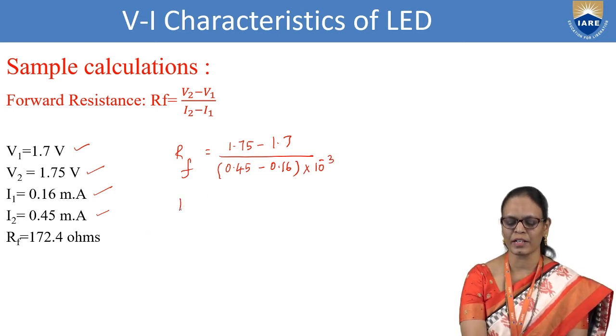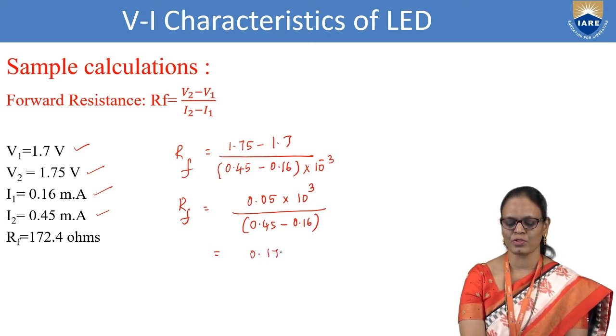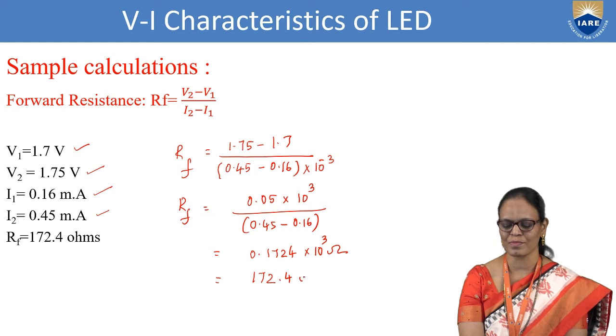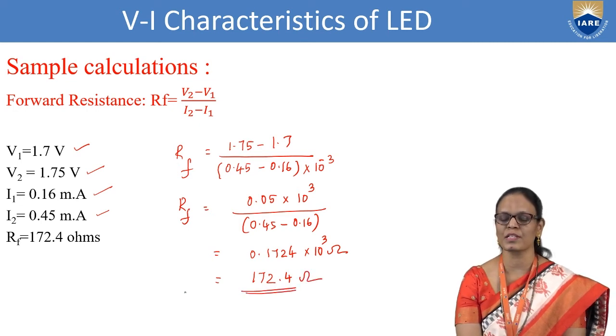So what we get here is RF is equal to 0.05, and this 10 power minus 3, if it comes up, it is 10 power 3, upon 0.45 minus 0.16, which gives us 0.1724 into 10 power 3 ohms. So we can shift the decimal place and write it as 172.4 ohms. So this is the forward resistance.